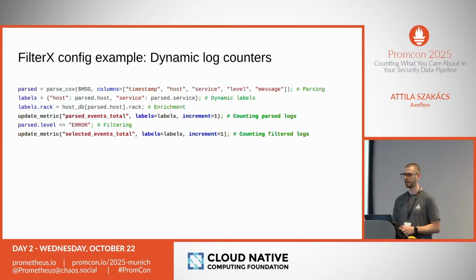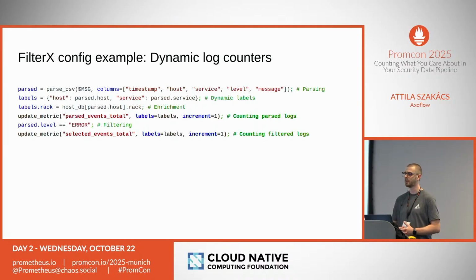And this is how it looks in it. So first we have a CSV parsing. Then we build up the labels from the parsed data. So that's labels equals host and service labels coming from the parsed dictionary. Then we add another label, which is called rec. And we can see that it is accessing data from another place, another object called hostdb. And this is what we call enrichment.